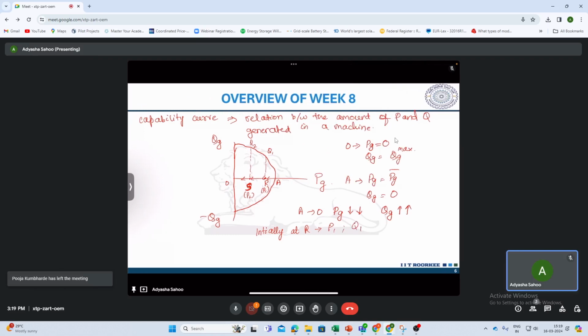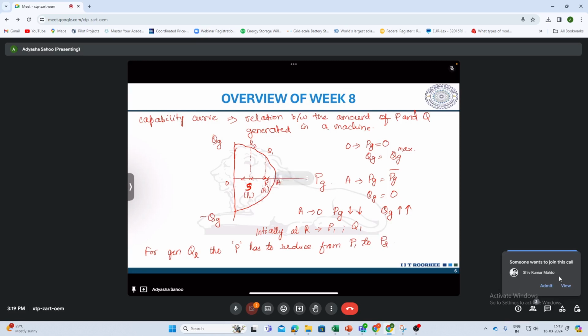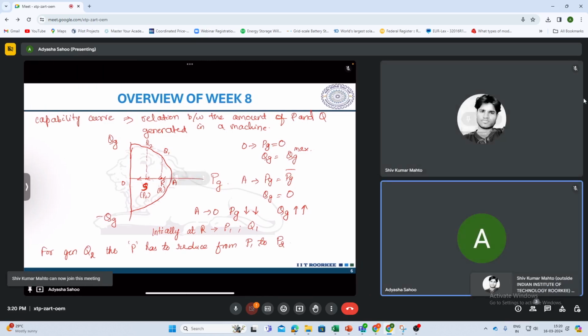Now let's say there is a need for reactive power in the system of Q2. So for generating Q2 amount of reactive power, the active power has to reduce from P1 to P2, right?